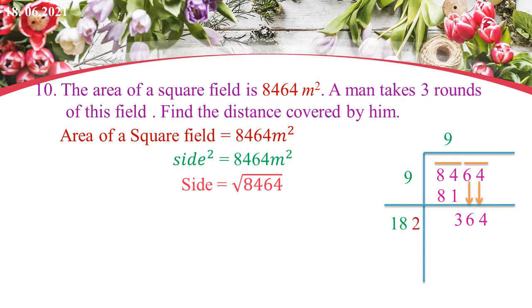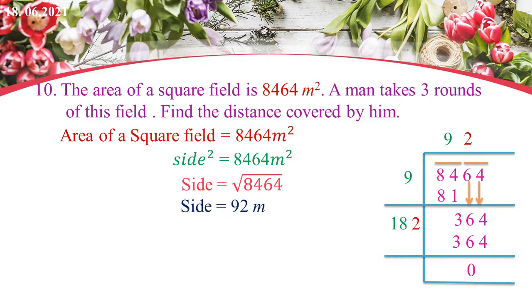Here the suitable digit is 2. Write 2 in quotient also. Then multiply 182 and 2, we will get 364. Now subtract 364 from 364. We will get 0 as the remainder. So, side of the square field is 92 meter.